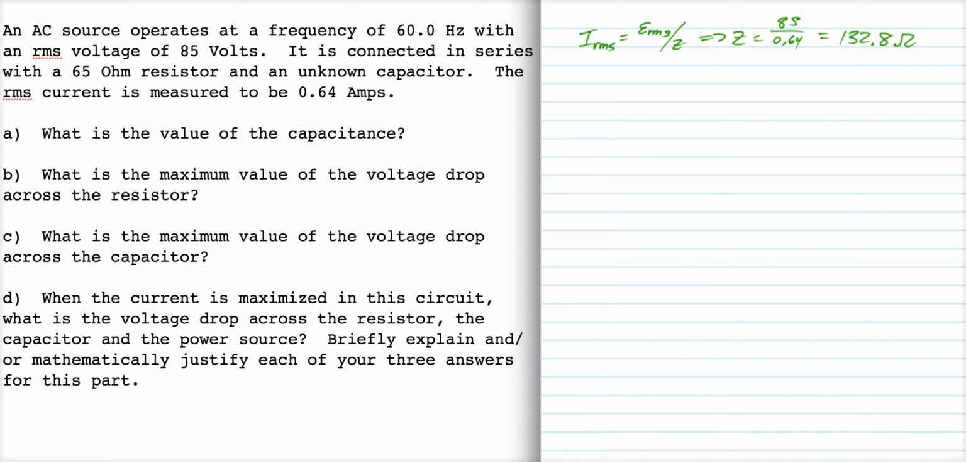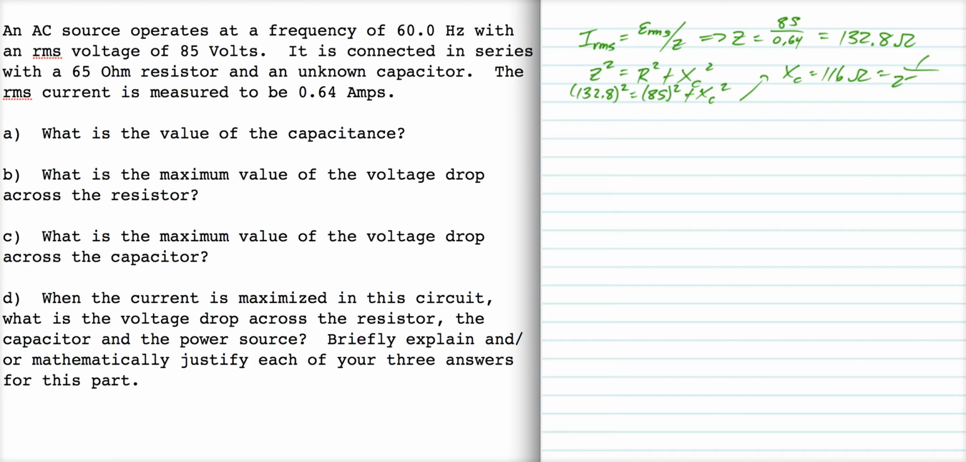Now, in this case, the impedance squared is equal to R squared plus X sub C squared, because there's no inductor in the circuit. So if we plug in 132.8 here, we plug in 85 here, and we solve, we get X sub C is equal to 116 ohms.